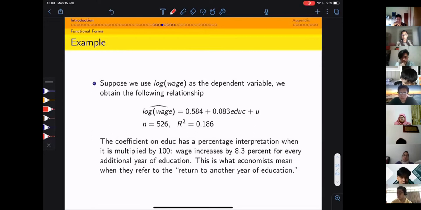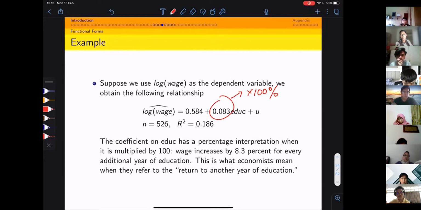Suppose that again we have the log-transformed wage on the left-hand side, and we have education on the right-hand side. How do we interpret this particular estimated coefficient? Again, for the interpretation, we have to multiply this by 100%. So for an additional year of schooling, wages are going to increase by 8.3%.